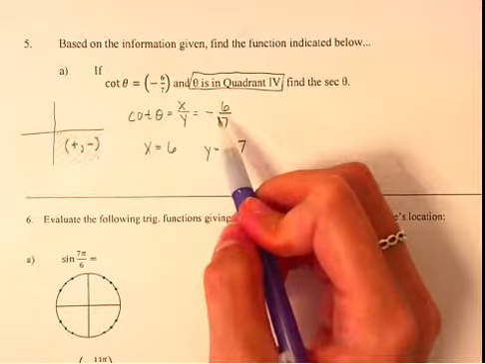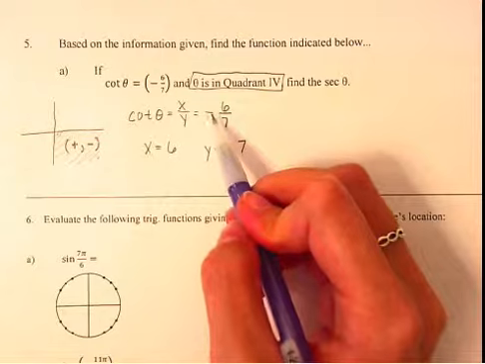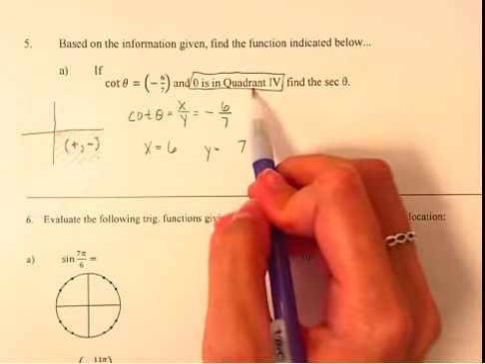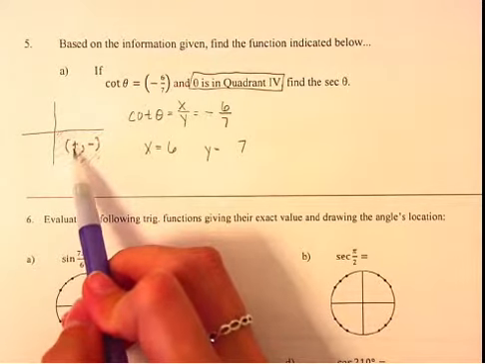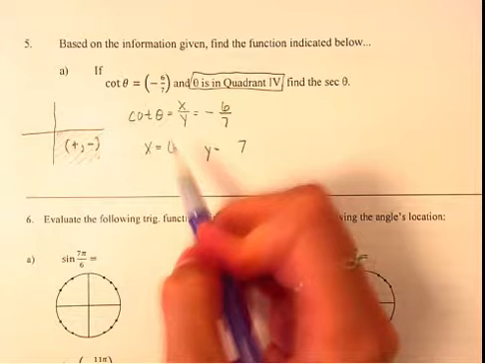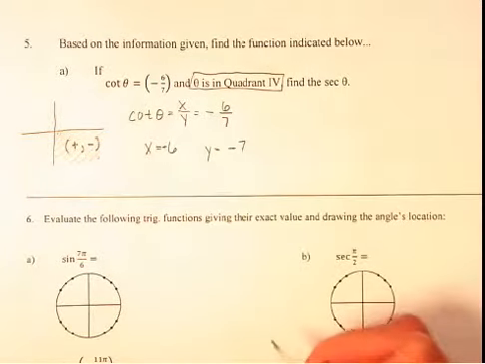It can't go on both top and bottom because that would give me a positive fraction. It has to go on either the top or the bottom. That's where this location comes in handy. X has to be positive because it's in the 4th quadrant, and y has to be negative. So I'm going to leave x as positive 6, and y as negative 7.